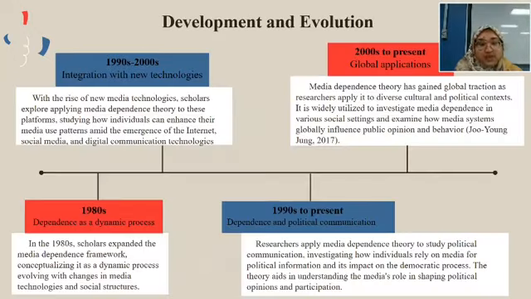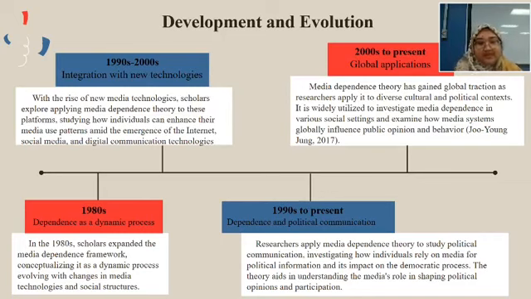So basically, we will look at the development and evolution. In the 1980s, dependence as a dynamic process. Scholars expanded the media dependence framework, conceptualizing it as a dynamic process evolving with changes in media technologies and social structure. Next, in the 1990s to 2000s, integration with new technologies. With the rise of new media technologies, scholars explore applying media dependence theory to these platforms, studying how individuals can enhance their media use pattern amid the emergence of the internet, social media, and digital communication technologies.